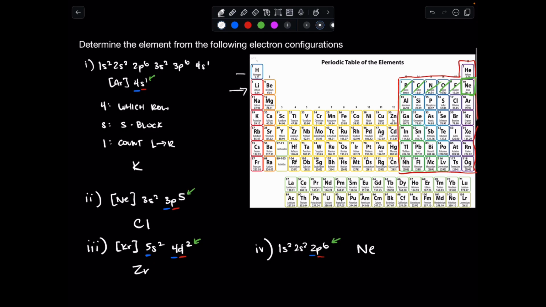And that is how you determine the element from the electron configurations.